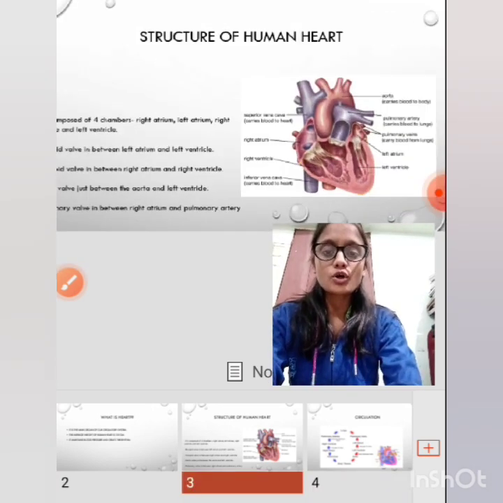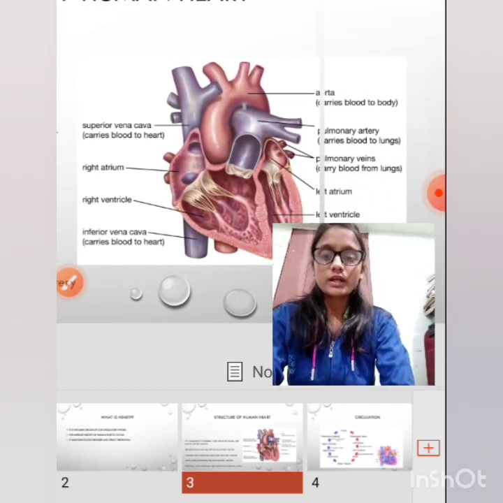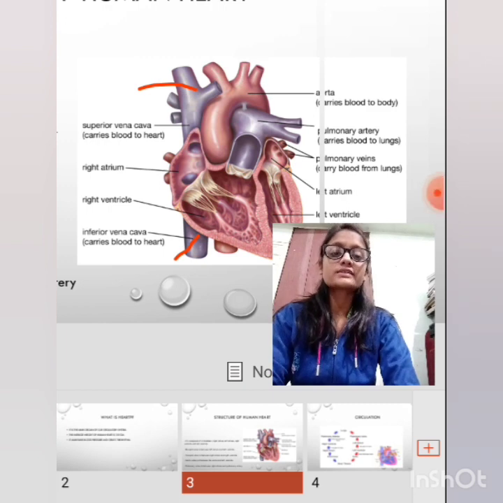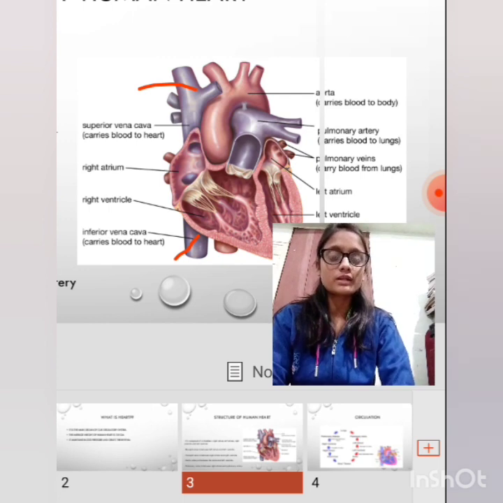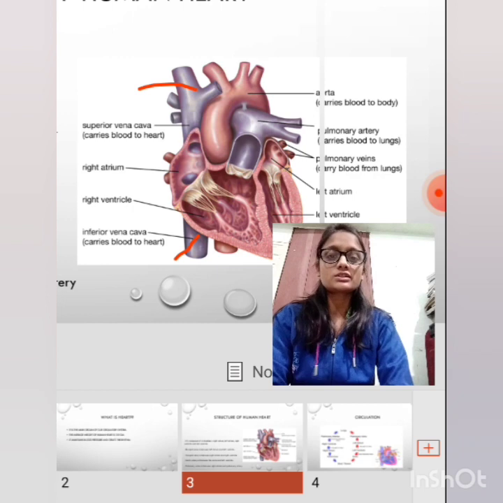And in case of heart structure, here is the inferior vena cava and that is the superior vena cava. Inferior vena cava collects blood from the lower half of the body to the right atrium, and superior vena cava collects blood from the upper half of the body, that is brain, neck regions, to the right atrium.